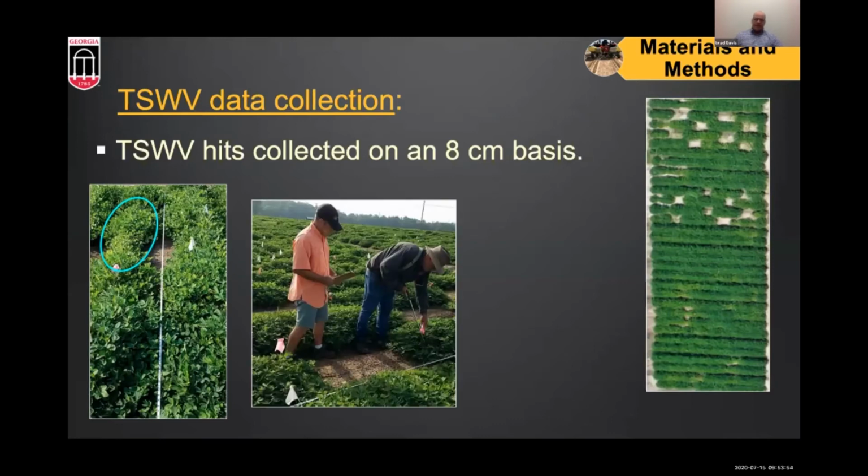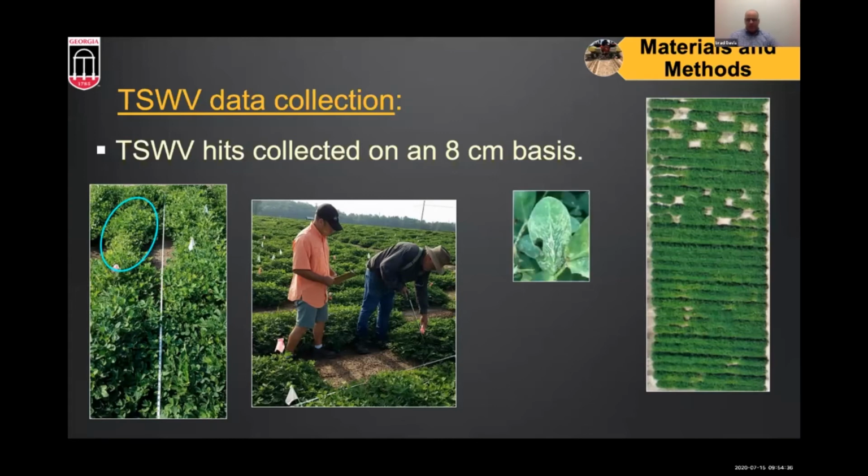TSWV hits were collected on an 8 centimeter basis. You can see the tape measure down the middle of the row here. Once we identified where a TSWV hit was, as outlined in this blue oval, we started our data collection at this point and recorded it all the way to the stopping point. The picture in the middle shows Dr. Kolber trying to identify whether the TSWV is actually occurring at the gap edge or if it's back towards the crown of the plant a little bit.